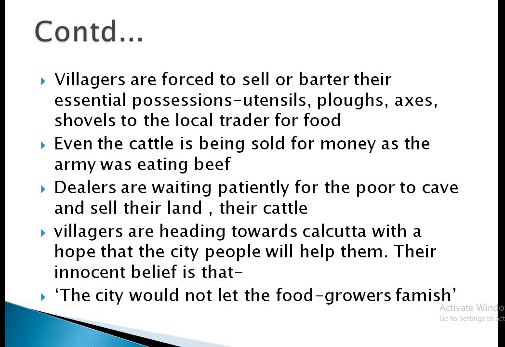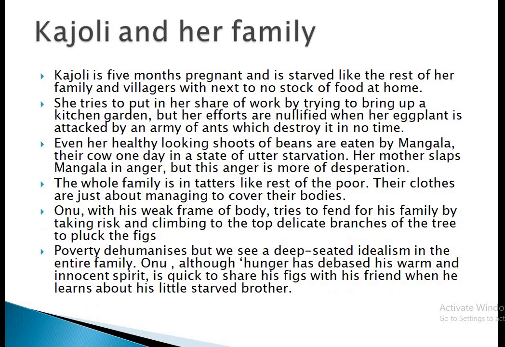So dealers are waiting patiently that the poor, sooner or later, will give in to the extreme hunger that they are suffering from, and they will sell these commodities, they will sell their land, their cattle. And we see also villagers are heading towards Calcutta with the hope that the city people will help them. Their innocent belief is that the city will not let the food growers famish.